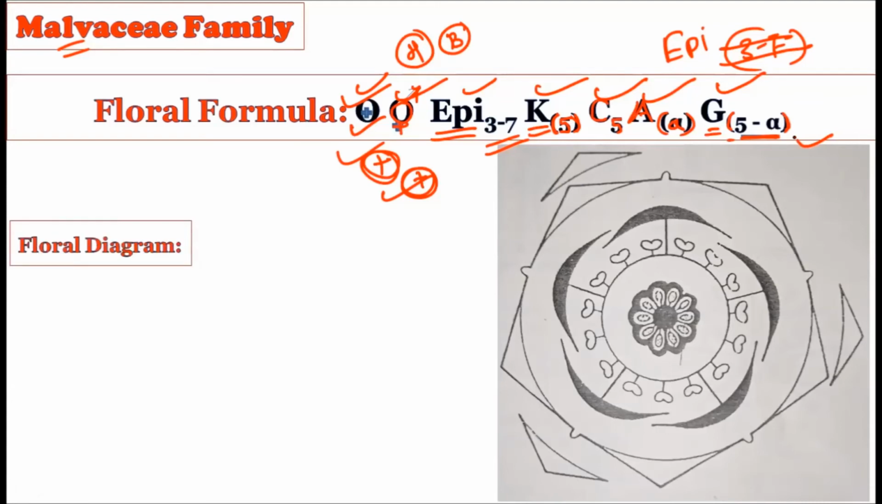Now whatever you see on the outermost side, here this is the first one, this is the second one, and this is the third one. These are the epicalyx. As you know, we have shown that 3 to 7 epicalyx can be there. So depending upon the species, 3 epicalyx can be there, and depending upon the species, 7 epicalyx can be there. For this particular example, we have put forward 3 epicalyx. Here you will find the first epicalyx, second epicalyx, and the third epicalyx, which are located outside of the calyx.